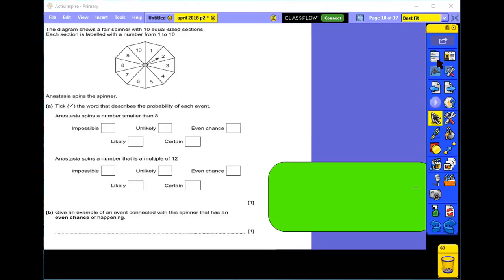Yes, Maram. Anastasia spins an odd number. Give me another answer. Spins an even number. Can you give me other answers? Does anyone have a different one? Very good, Maram. Thank you so much. Do you have any other answer? There are 2 more answers. Let me see if anyone's raising their hands.